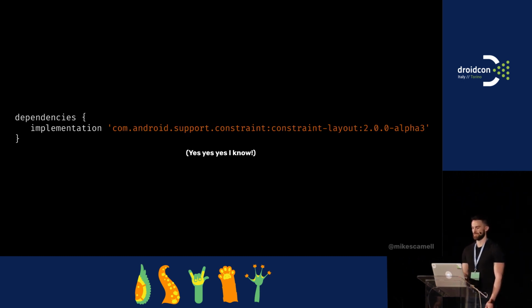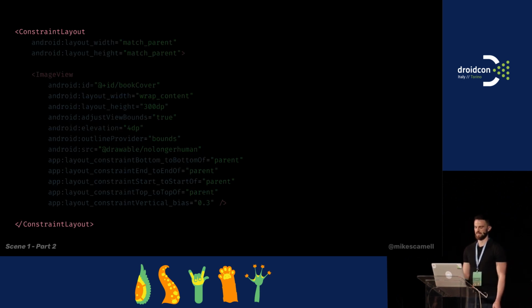So all we need to do is make sure we're using constraint layout 2.0.0 alpha 3. Put that in our Gradle file, because constraint layout is already there, right? As mentioned before, MotionLayout is a subclass of constraint layout, and because of that, we can just swap the constraint layout declaration for a MotionLayout declaration.